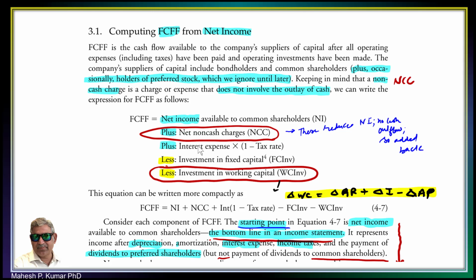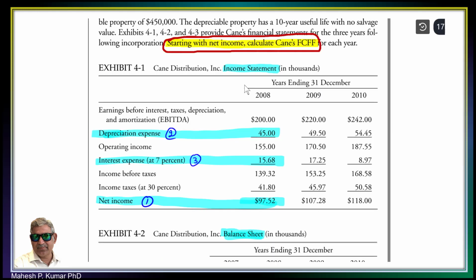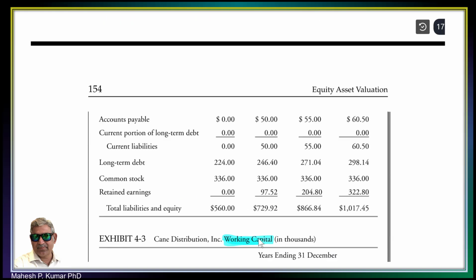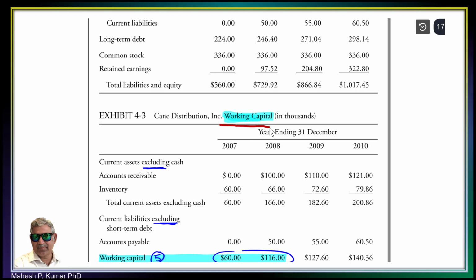In this learning, we are computing free cash flow to the firm from net income. We have to have an income statement with us and a few other pieces of information as well. So maybe we also would need a balance sheet and a statement of working capital to have all the information that is needed here. So in this scenario, we have an income statement, a balance sheet and also a working capital statement for this business for whom we are trying to calculate free cash flow to the firm.